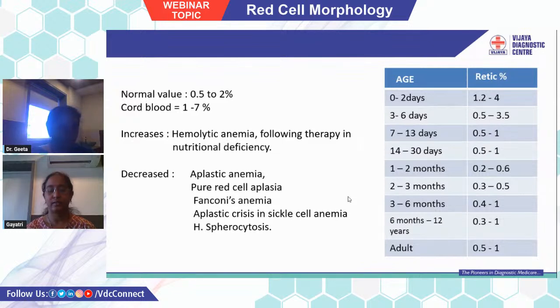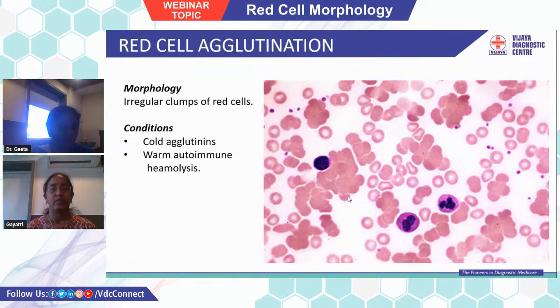Coming to the next, red cell agglutination, where there is an irregular clumping of red cells. The single RBC cannot be differentiated. These are mostly seen in cold agglutinins or warm autoimmune hemolysis. Further evaluation is needed using the direct Coombs test.